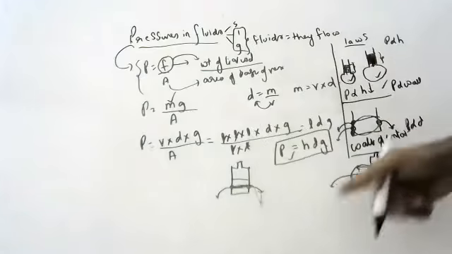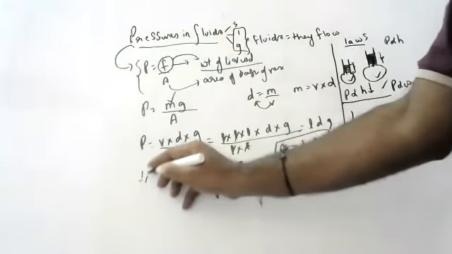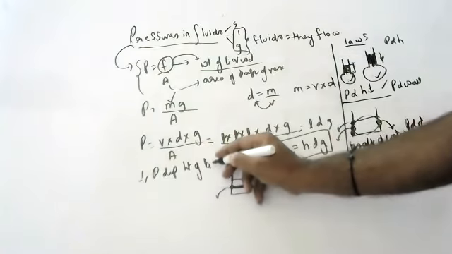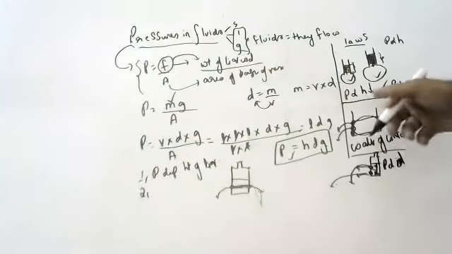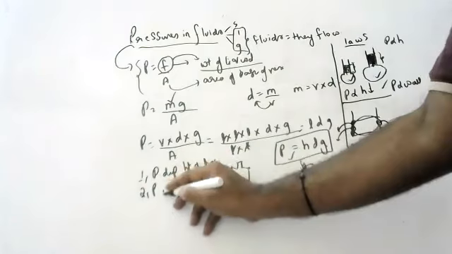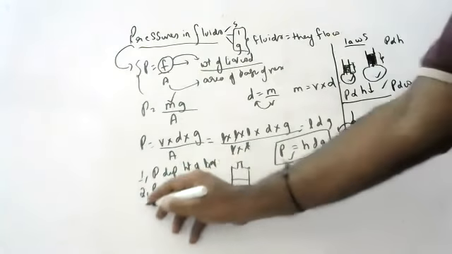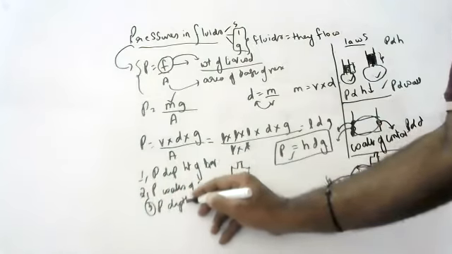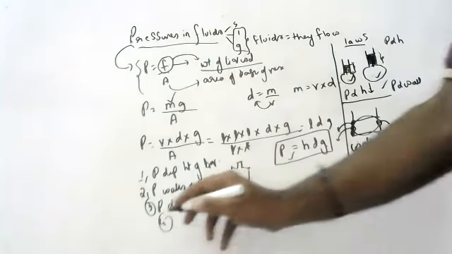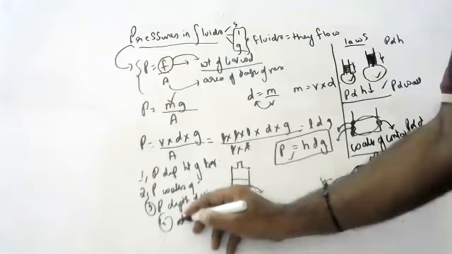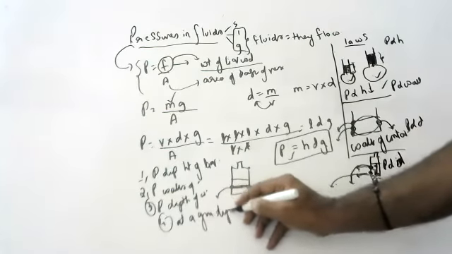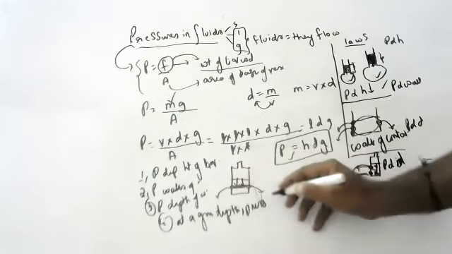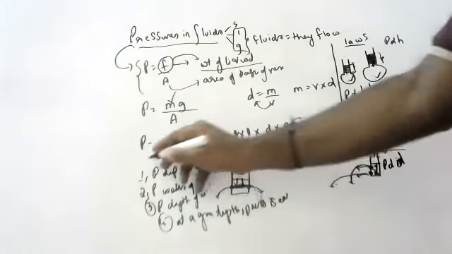Vedant, can you tell all the four laws? What is number one law? Pressure depends upon the height of the liquid column. And pressure is exerted on all sides, on the walls of the container. Third one, pressure depends upon the depth of water. And fourth one, at a given depth, pressure is equal.